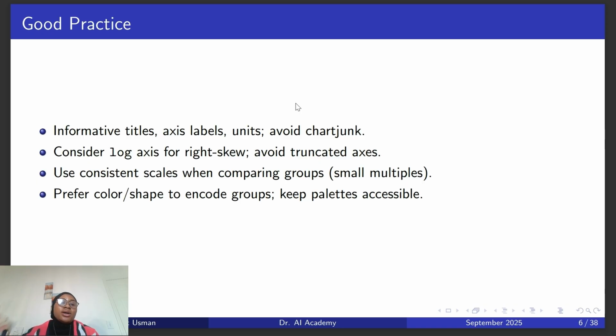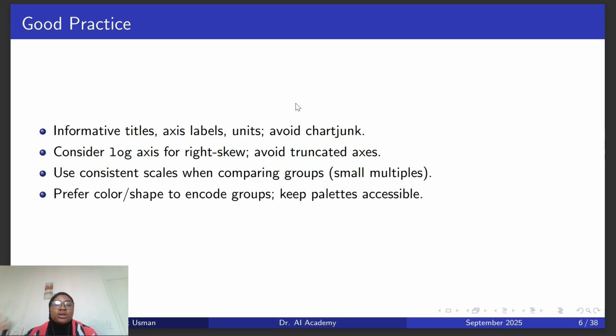Okay, so another thing is consider a log axis for right skew. So that's why we say we need to visualize the distribution of our data. Remember in one of our classes where we talked about distributions and assumptions, and when we visualize our data, by now we know what we mean by a right skewed distribution. So when we have those cases, we will need to transform our data by using log. We have different transformation techniques, but we can use log because it's safer to transform right skewed data, and to avoid truncated axes, of course.